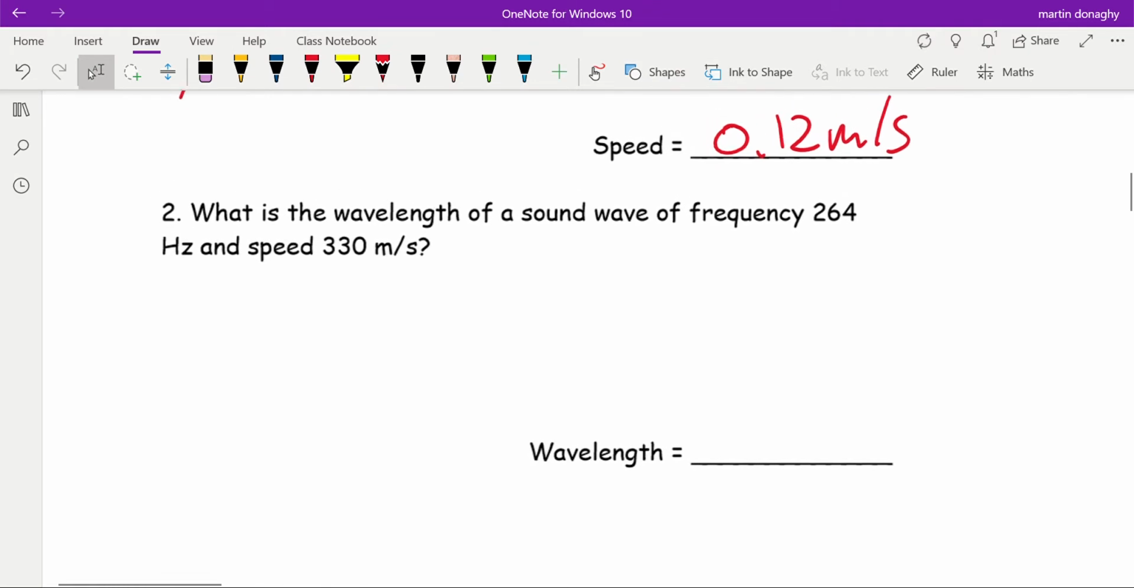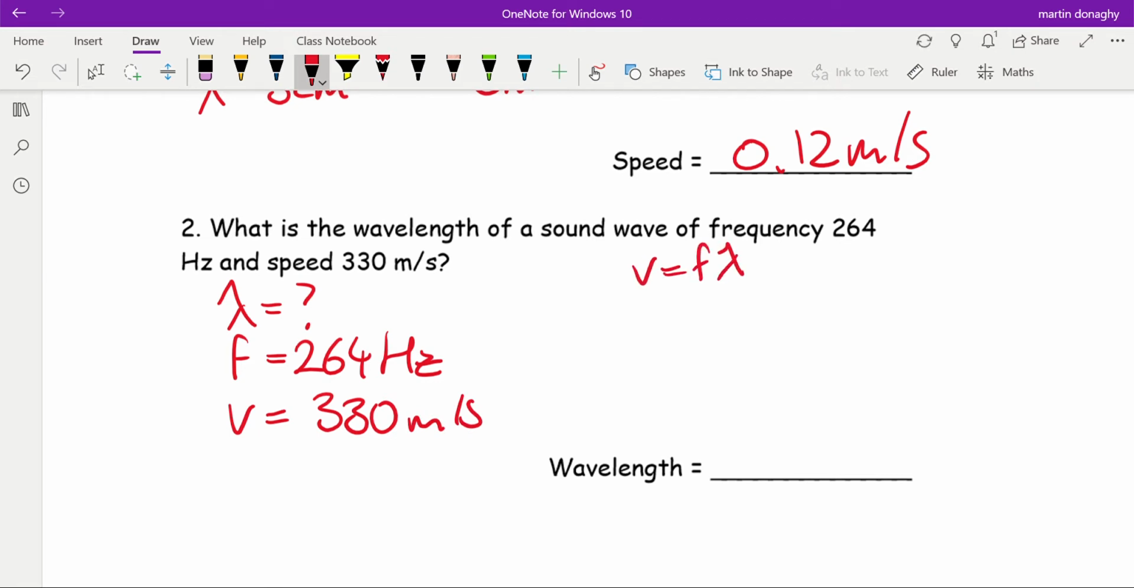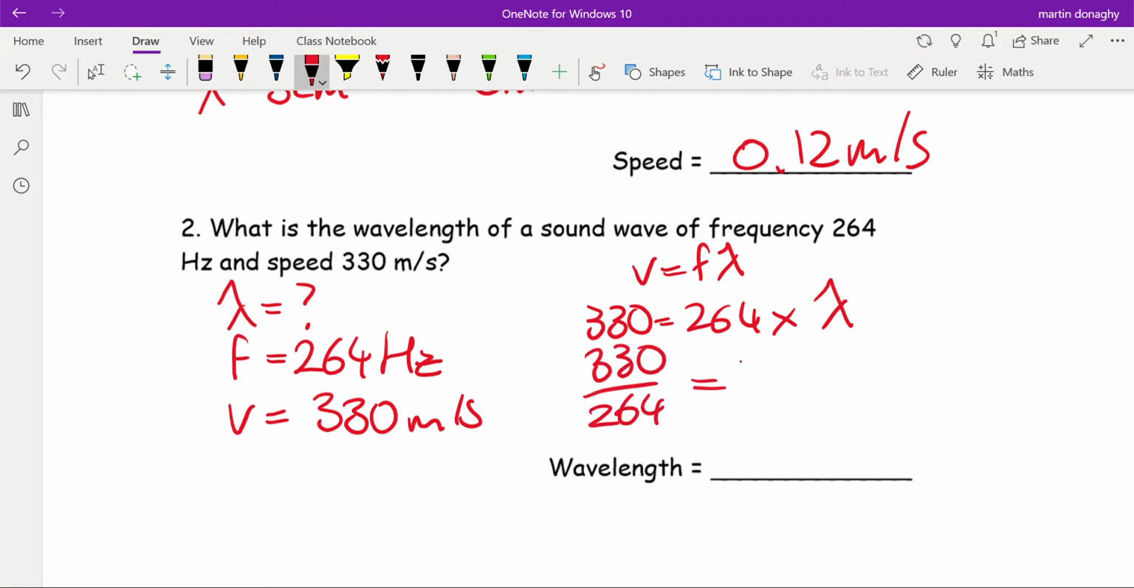What is the wavelength? So we're trying to find lambda of a sound of frequency 264 hertz if its speed is 330 meters per second. V equals f lambda. Sorry, we're given V, so let's put that in: 330 equals 264 times lambda. Divide both sides by the 264, and typing that into your calculator should give you 1.25. This is in meters per second, so this will be meters.